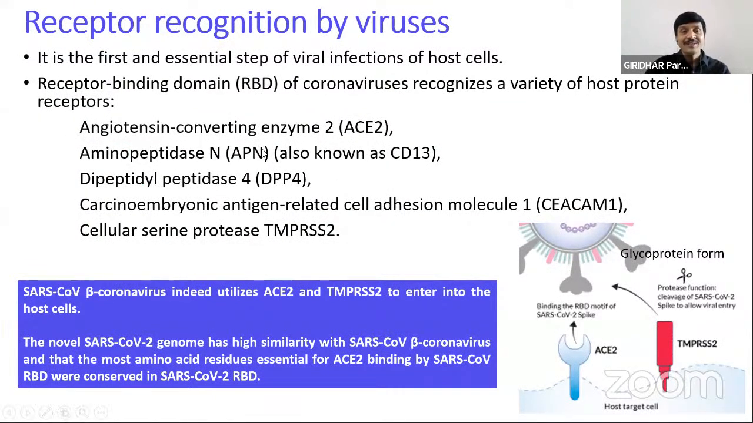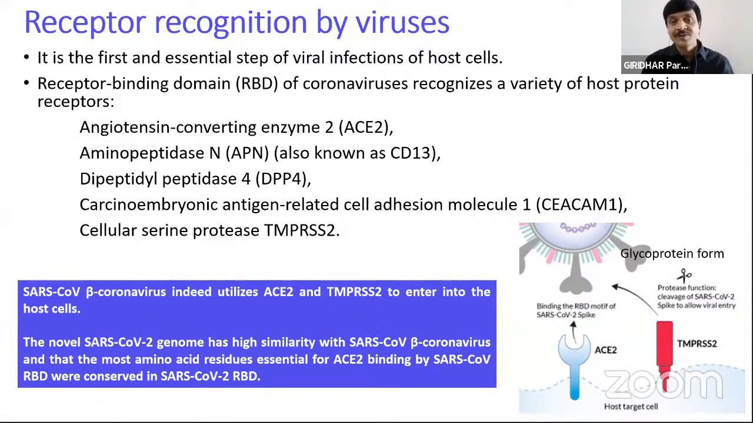And as I explained here, it is not only the angiotensin converting enzyme 2 receptor on the epithelial alveoli or lung tissue cells. There are other important receptor molecules like aminopeptidase N, also called CD13, and dipeptidyl peptidase 4, DPP4, and carcinoembryonic antigen related ones also, and cellular serine proteases. In descending order, the first predominant one, 90%, is ACE2, next CD13 and DPP4. These are very important, and to some other extent this one.